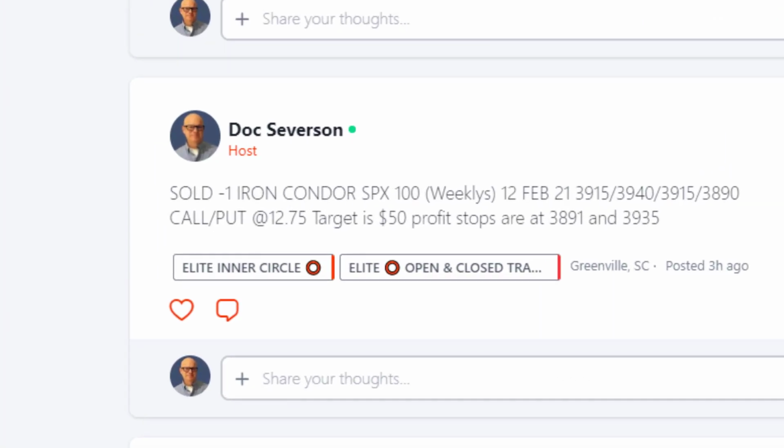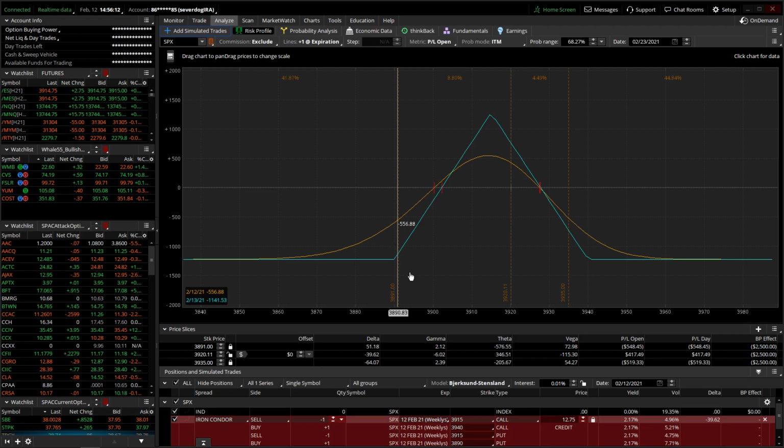You can see here in the platform, this is what we sent out immediately after entering the trade. We did it live in the room, so the people in the room could see what we did. But for the people not in the room, if they wanted to be alerted through the platform or through email, there you go. Here's our trade entry. Here's the profits, as well as the stop prices that we were going to use.